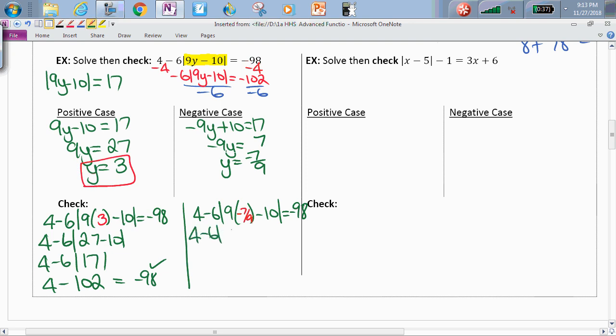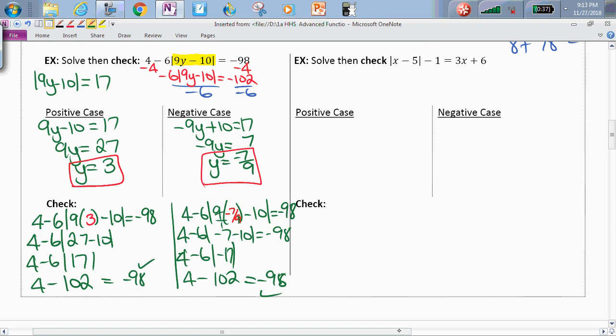4 minus 6 times this. Now don't let this freak you out. Cancel. You get negative 7 minus 10. Hopefully that equals negative 98. That's going to be negative 17 in there. Absolute value of negative 17 is positive 17 times negative 6, so 4 minus 102. It looks the exact same as the last one. And therefore, negative 7/9 is also an answer. Okay, one more of these ones.